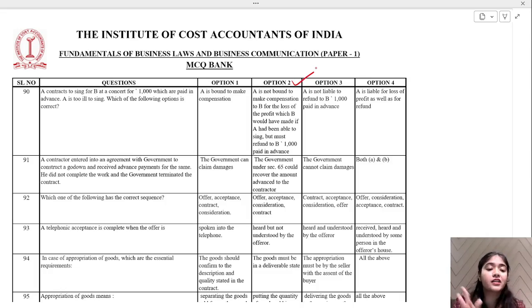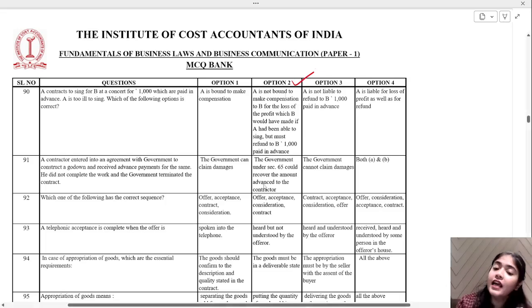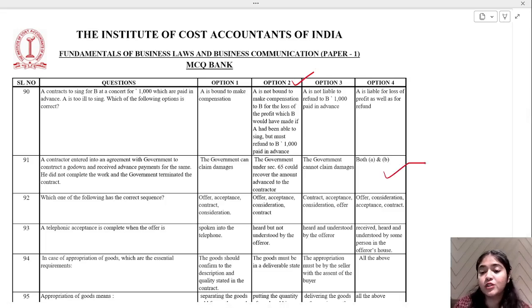A contractor entered into an agreement with the government to construct a godown and received advance payments for the same. He did not complete the work and the government terminated the contract. Now, the government can claim damages because he did not complete the work. Under section 65, the government could recover the amount advanced to the contractor. They can definitely claim damages, and can also recover the amount advanced. So that's option 4, both A and B.